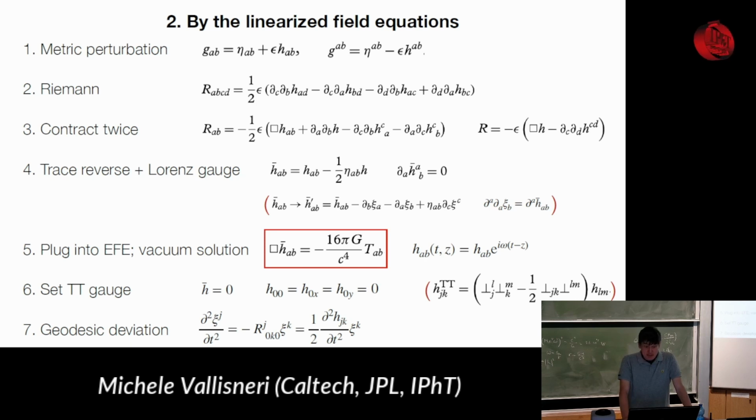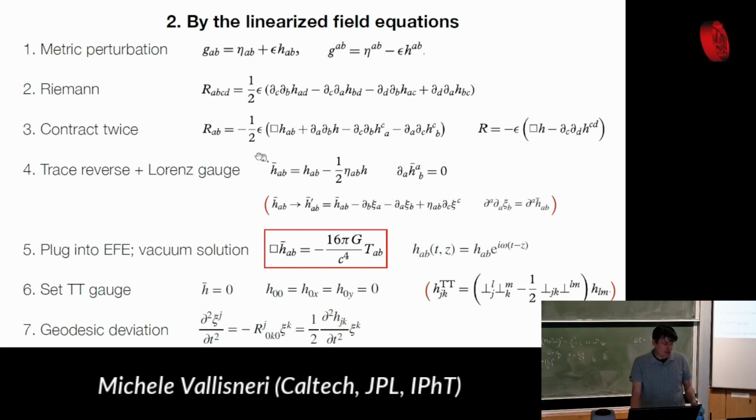Contract a couple of times: from Riemann you get Ricci, from the Ricci tensor you get the Ricci scalar, and it doesn't look that great. You have all possible second derivatives that you can make out of this perturbation object. And so what does the theorist do in that case? Well, let's find a way to simplify it. How do you simplify it?